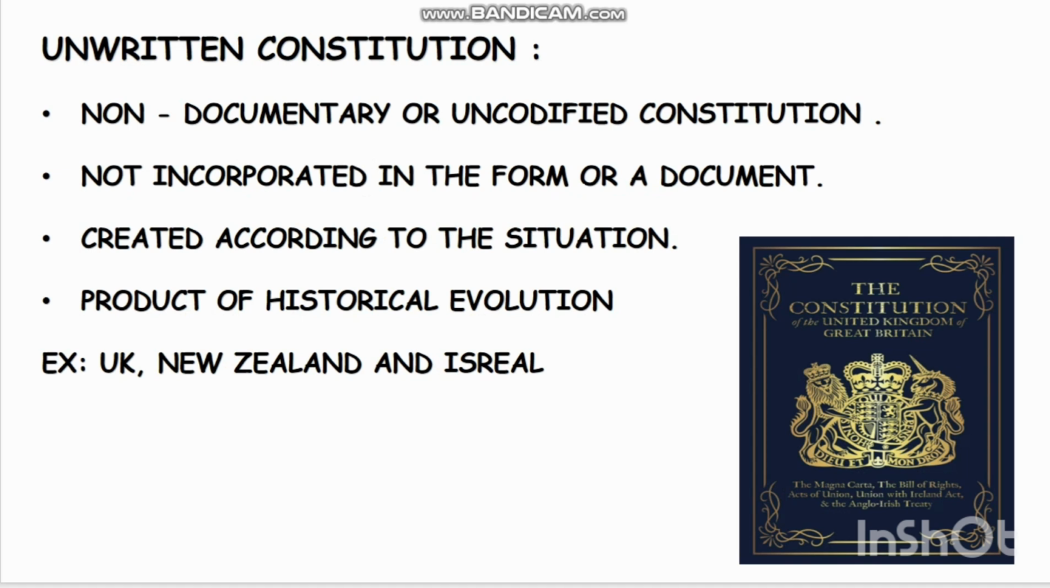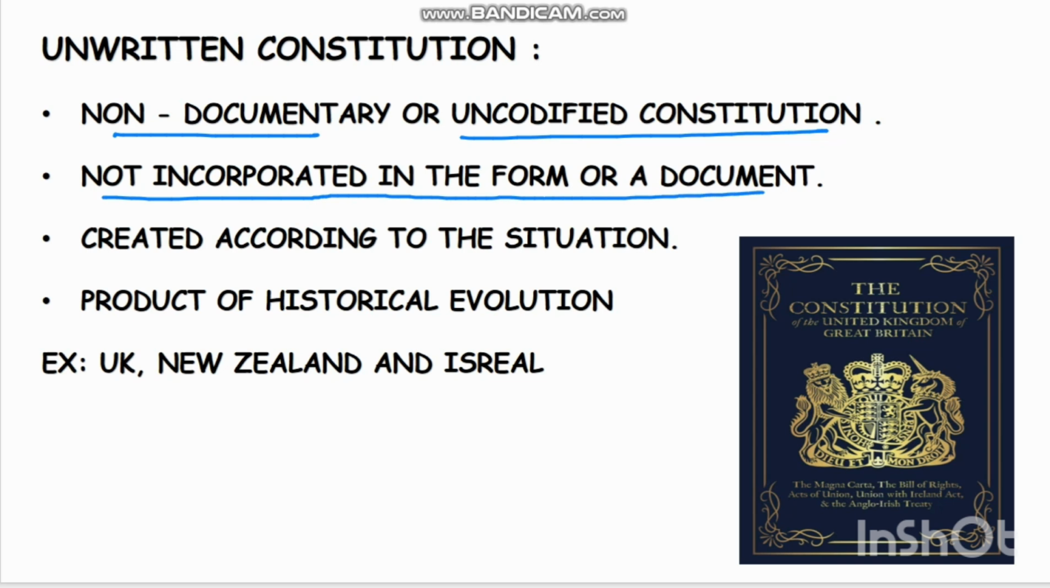Unwritten constitution. This is another kind of constitution, which is non-documentary or uncodified. It is not incorporated in the form of a document. It means a single law will have a single paper and another law will have another paper, so all the laws are not combined in a single document.